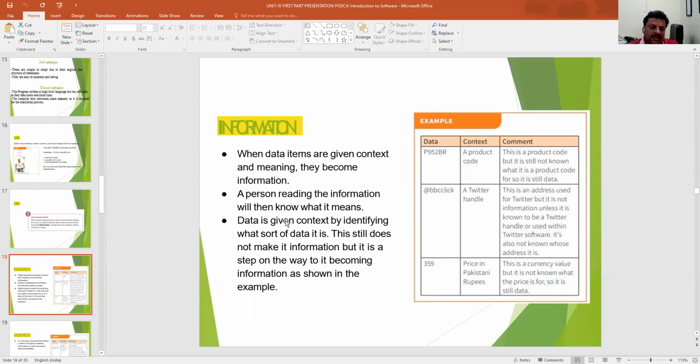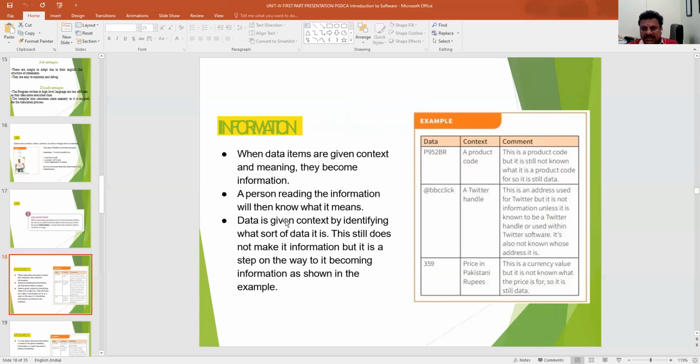Now, here comes the information. When data types are given context and meaning, they become information. If you can get a meaning from data, then it becomes information. A person reading the information will know what it means. Data in a given context, by identifying what sort of data it is, still does not make information, but it is a step on the way to becoming information, as shown in the example.